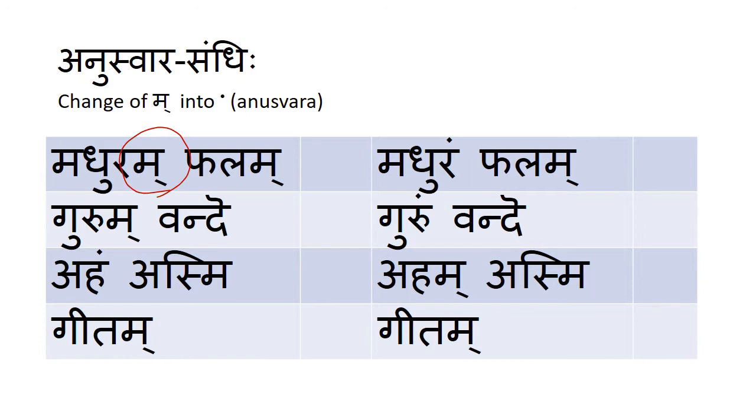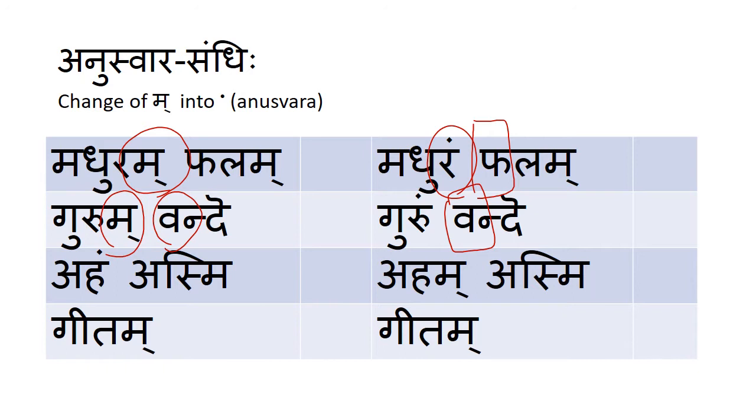So the first example, Madhuram Phalam, which is written here with a Makara at the end of the first word, which is Madhuram, changes to Anuswara because the second word Phalam is starting with Fa, which is a Vyanjanam. In the second example, Gurum Vande, similar example, Makara coming at the end of the word Gurum changes to Anuswara because the next word starts with Va, which is a Vyanjana or a consonant.